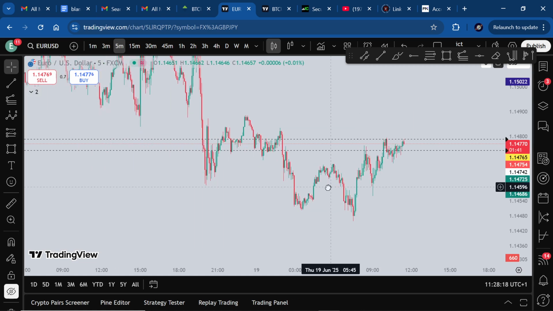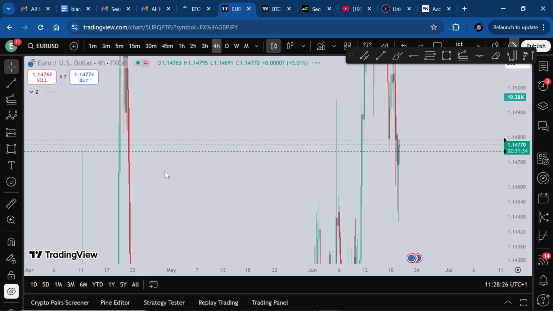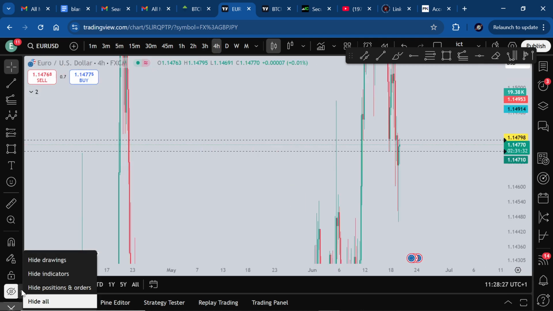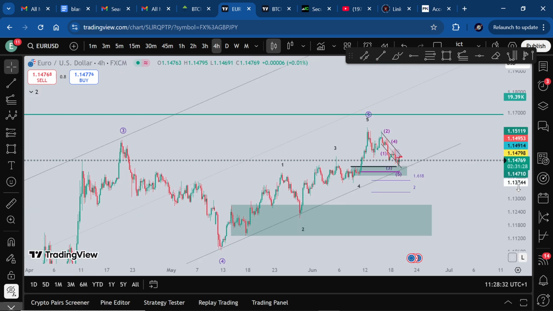We're gonna try and work out where we think price could be going today. Looking at the 4 hour time frame, let me see if I haven't got too much drawings on the chart. Yeah, I've got too many drawings on.